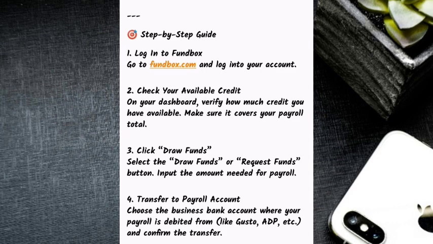Then click Draw Funds. You can select the Draw Funds or Request Funds button and input the amount that's needed for payroll. Next is to transfer to payroll accounts. Choose the business bank account where your payroll is debited from, like Gusto, ADP, etc., and confirm the transfer.